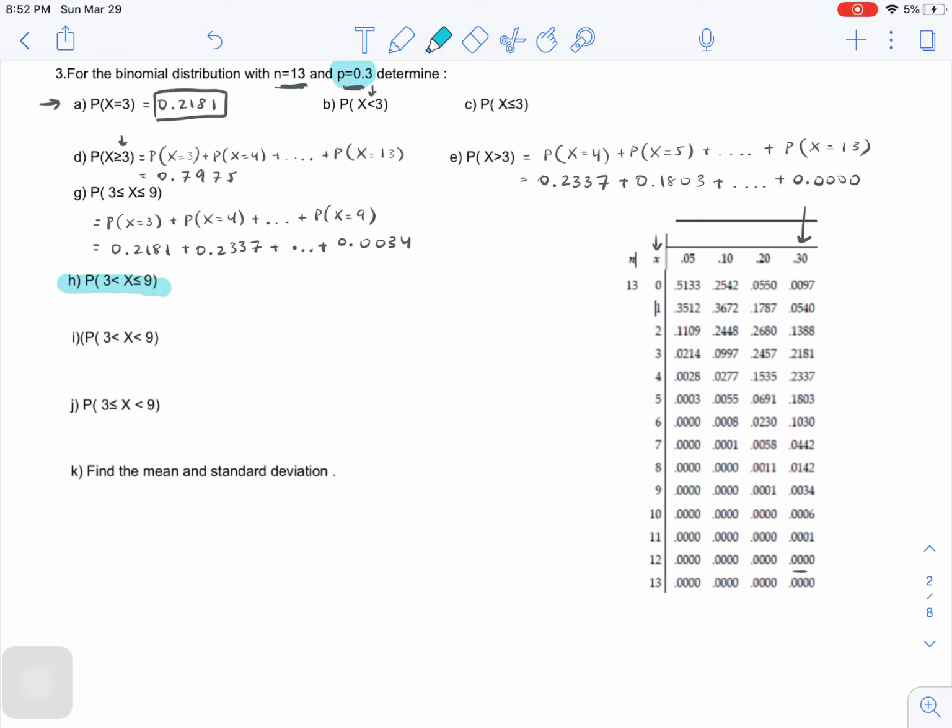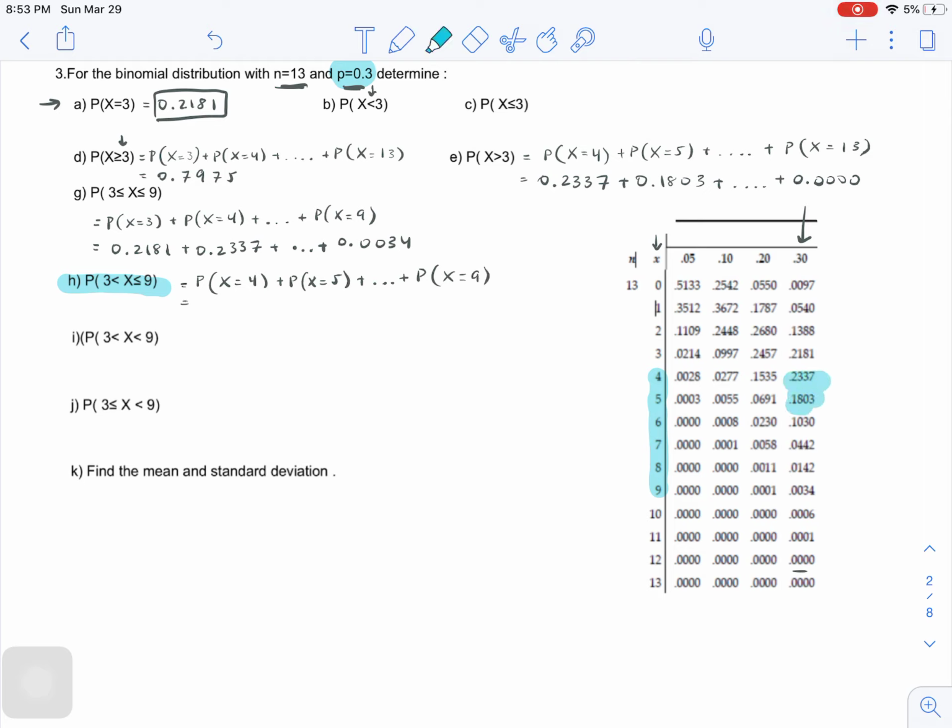Part H is almost the same, except now we're not including 3. We want the probability that x is strictly greater than 3 or less than or equal to 9. So strictly greater than 3, we're going to start at 4 and go up to and including 9. So I'll write that out in words. This is equal to the probability that x is 4 plus the probability that x is 5 plus the probability that x is 6, and so on until we get to x equals 9.